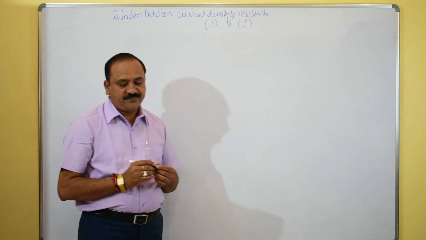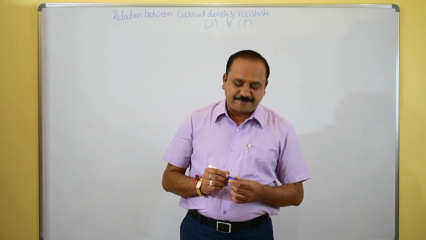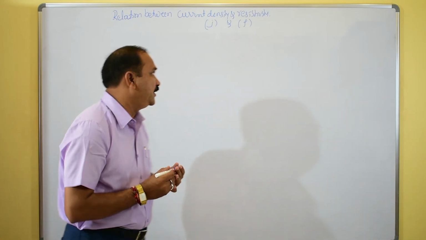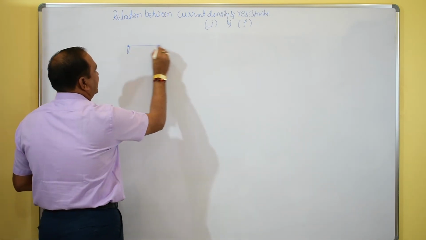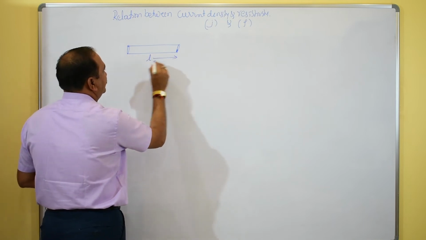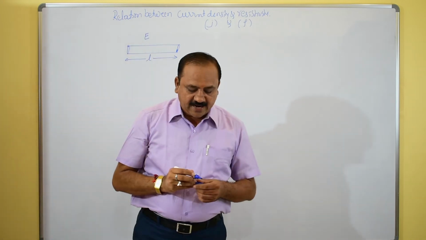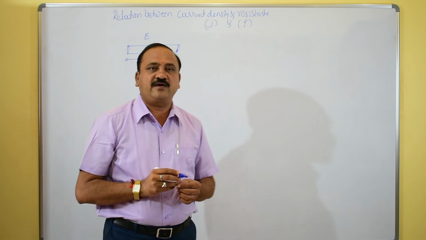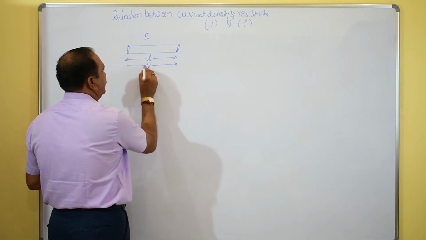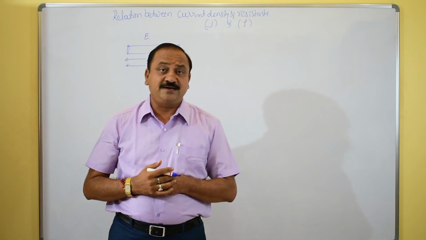We know that if E is the uniform electric field in that particular conductor, and its length is L, there must be some uniform electric field E, and V is the potential difference across the two ends of this conductor. As we already explained with the Ohm's law concept.